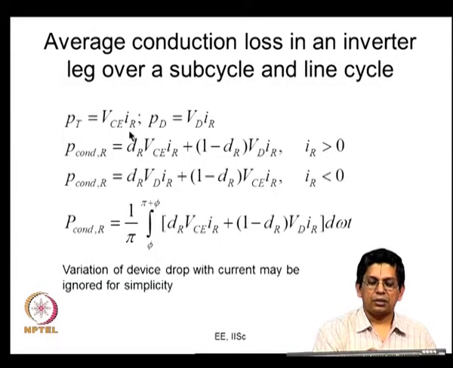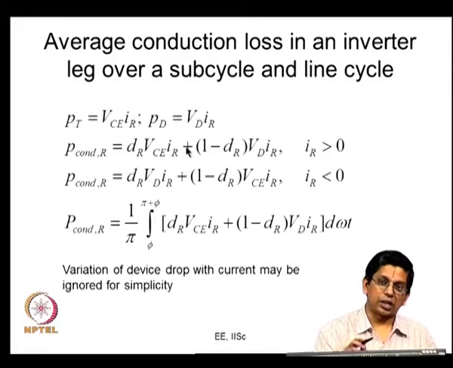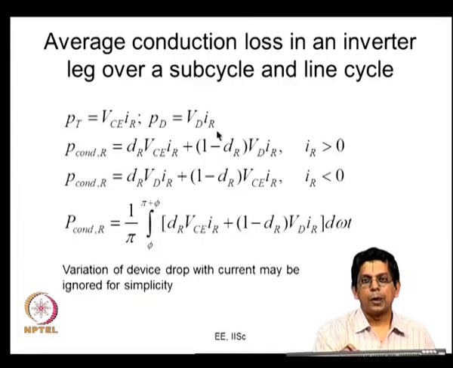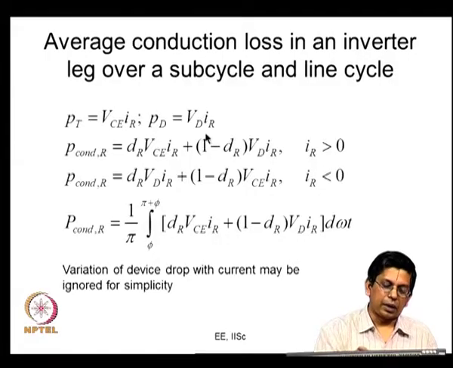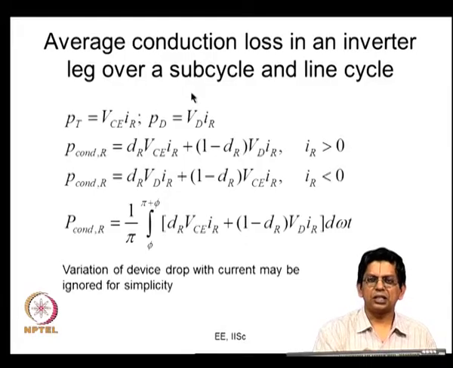So, it is like saying that during the on-state the device is modeled more like a voltage source. So, VCE into IR is the instantaneous power dissipated in the transistor. Let us say a transistor is not conducting, rather a diode is conducting. The diode conducts what current? The same current IR, that is the R phase current, and what is the drop across the diode? VD. So, VD multiplied by IR is the power dissipated in the diode. PD equals VD IR. Then what is your conduction loss averaged over a subcycle? These are instantaneously different.